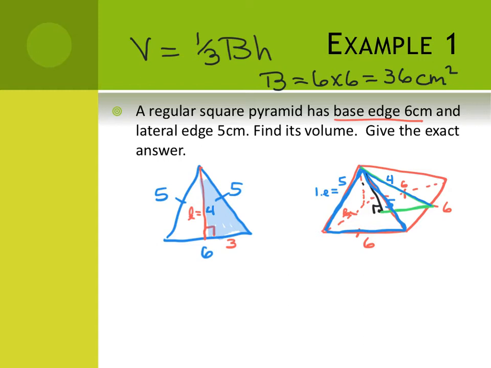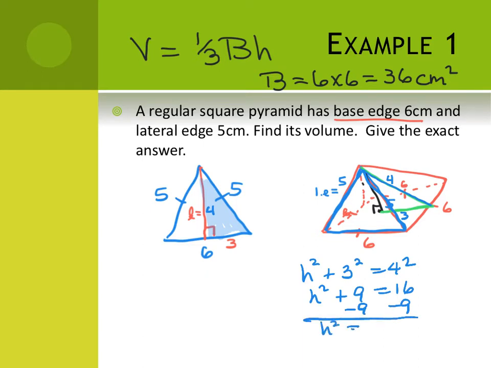Now what I need to do is I still need to find the height. So this leg here was 3. So now I can do Pythagorean theorem. So height squared plus 3 squared equals 4 squared. Height squared plus 9 equals 16. Subtract the 9. H squared equals 7. Square root both sides. And the height of my pyramid is the square root of 7.